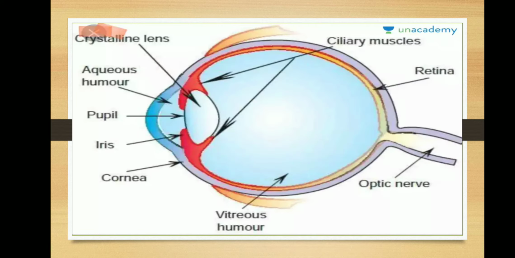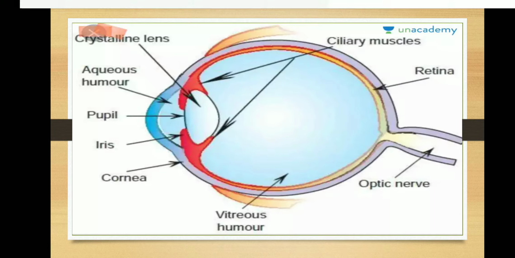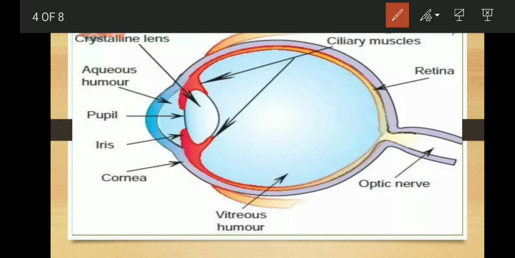Kindly look into the diagram. Now we will discuss the various parts in detail one by one. The very first part is cornea. Now, this cornea forms the transparent bulge on the front of the eyeball and light enters through the surface. And most of the refraction occurs through cornea. Then the next is crystalline lens, that is the eye lens. It is a transparent lens made of jelly-like material and it is convex in nature.